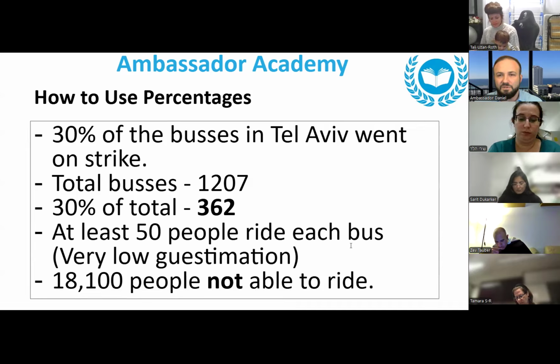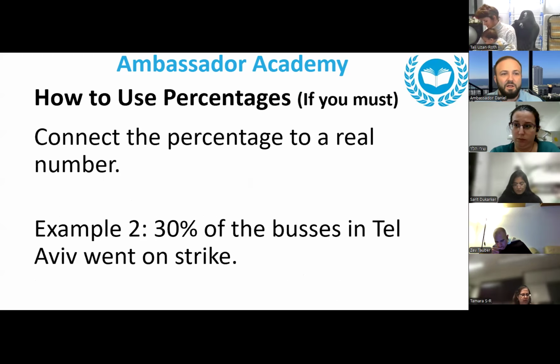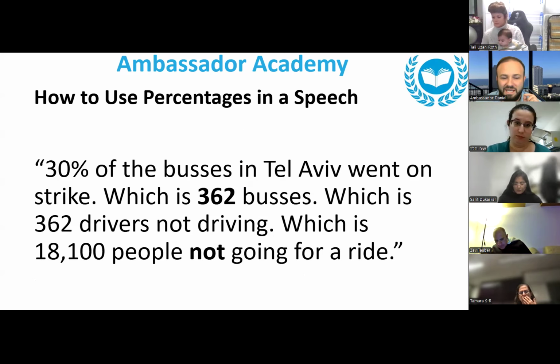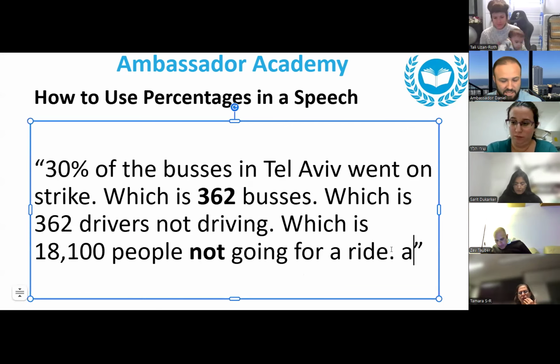If we give the streets and the bus lines, bus number 4, a very popular line, can be even more. So instead of saying, as we said, 30% of the buses went on strike, we can say 30% of the buses went on strike, which is 362 buses, which is 362 drivers not driving, which is 18,100 people not going for a ride. I'll even add here a day. All right? A day. So we see the difference.